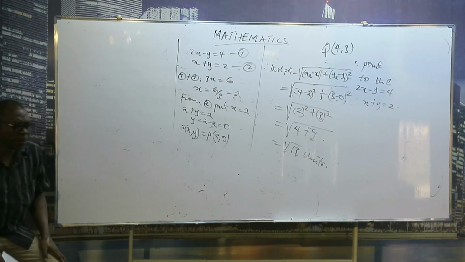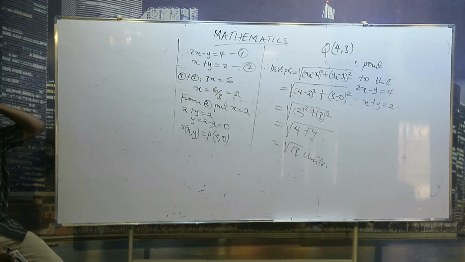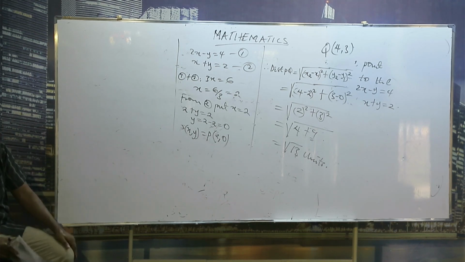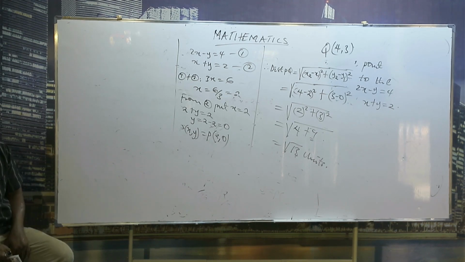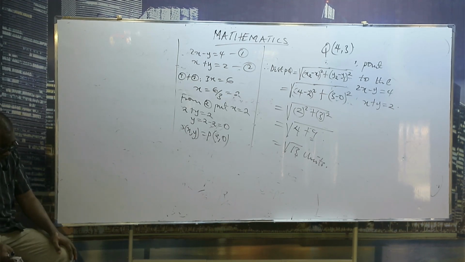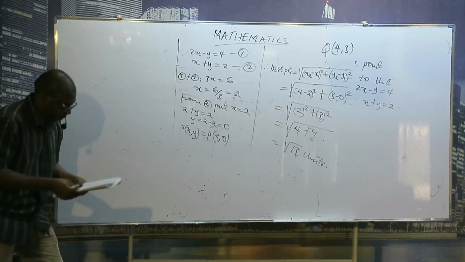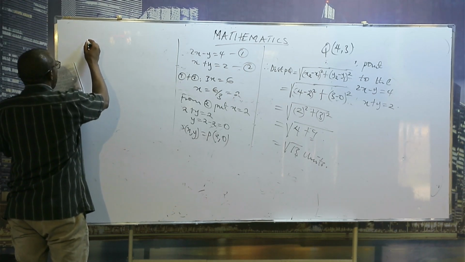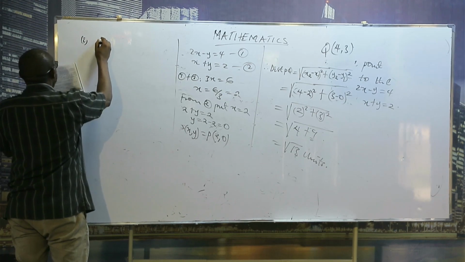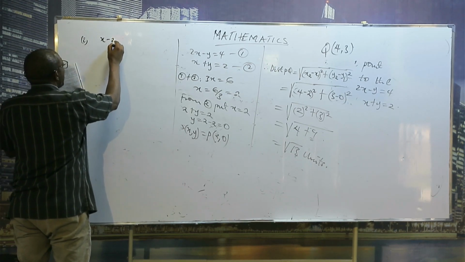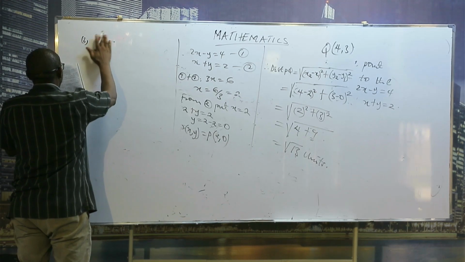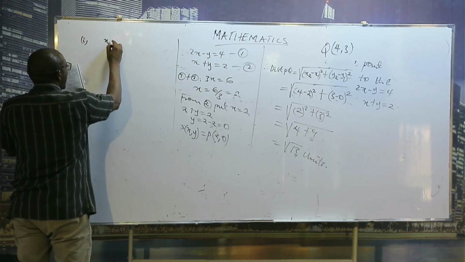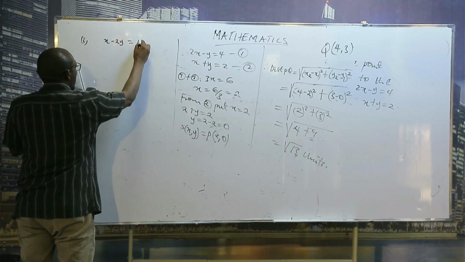Find the gradient of the following lines. Find the gradient of what? The following lines. So let me take (i): x minus 2y equals 11.